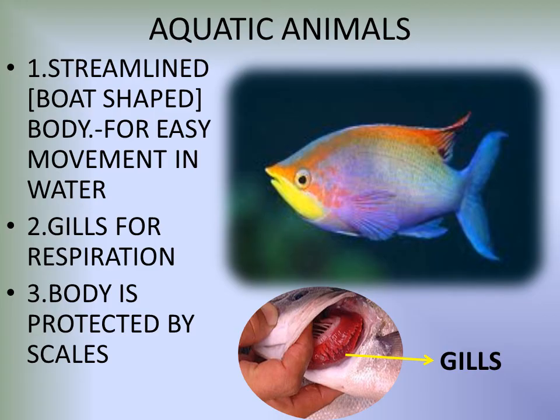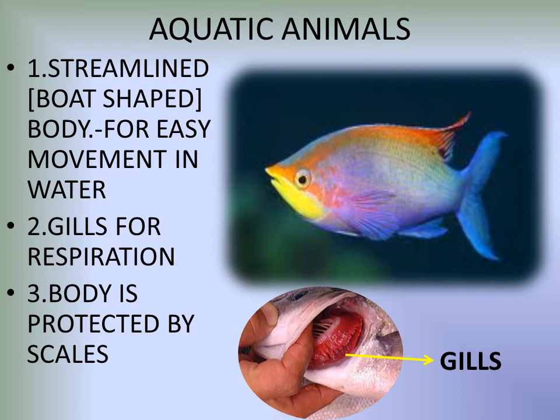So let's see some adaptive features of aquatic animals. They have a streamlined body. That means the body is streamlined, pointed in the front so that they can reduce the friction of water. They have gills for respiration. Some animals like whales and dolphins don't have gills, but they use blowholes for respiration or for breathing.